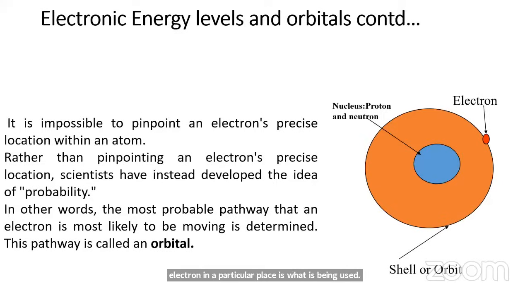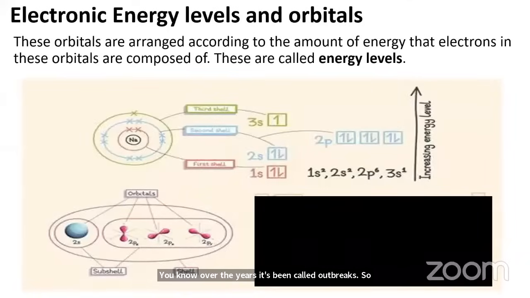Now, the most probable pathway that an electron is likely to move along is what we determine. And this pathway is what we call the orbitals. Over the years, it's been called orbits. So orbital and orbits are actually the same thing. Now, these orbitals, like we say, are actually contained in the energy levels.